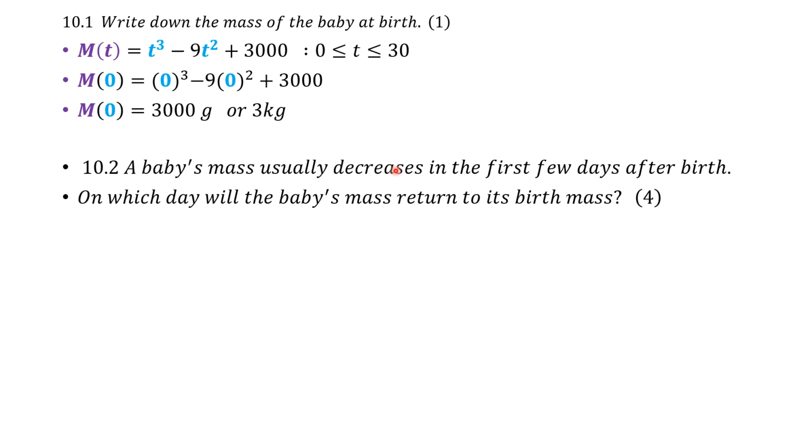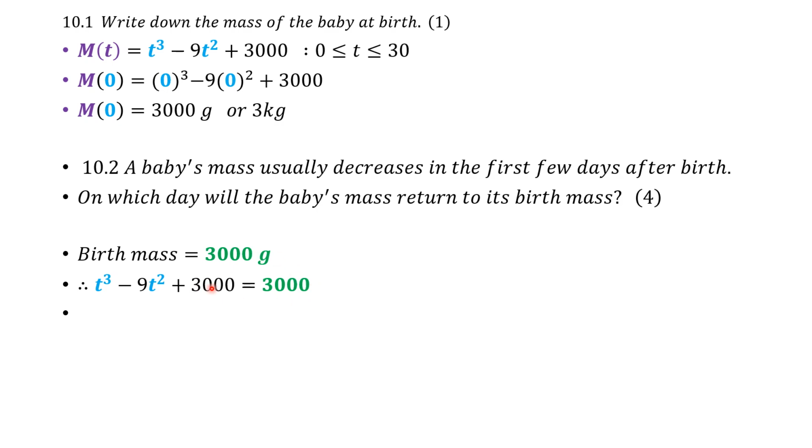Now a baby's mass usually decreases in the first few days after birth. On which day will the baby's mass return to its birth mass? So we want to know when it will be equal to 3000. Birth mass is 3000 grams. So when will this equation equal 3000 again? Which day? I'm going to say t cubed minus 9t squared plus 3000 equals 3000.